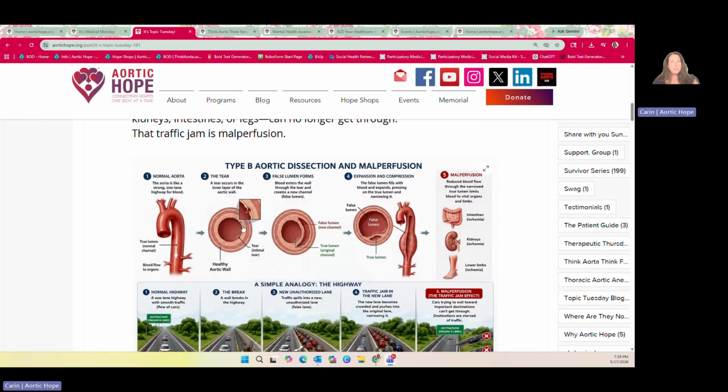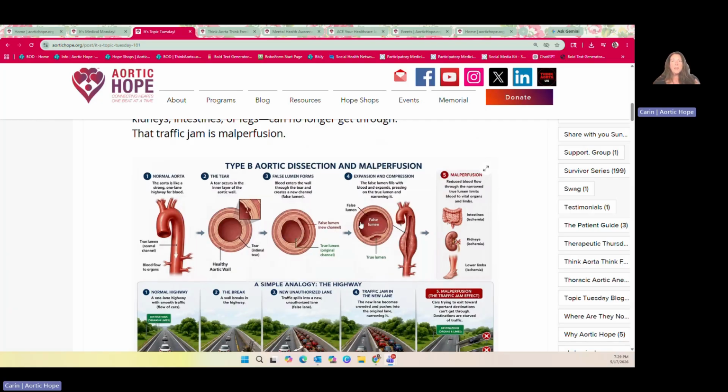And then the tear occurs. This little teeny tiny little boop occurs. Little tear, healthy aortic wall. Now we have a tear. And now this tear has created two separate holes. You have this false lumen, not going anywhere, channel, and a true lumen.